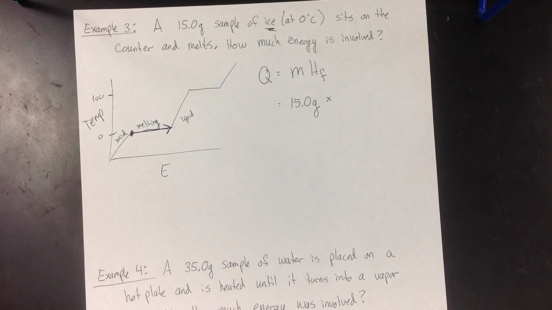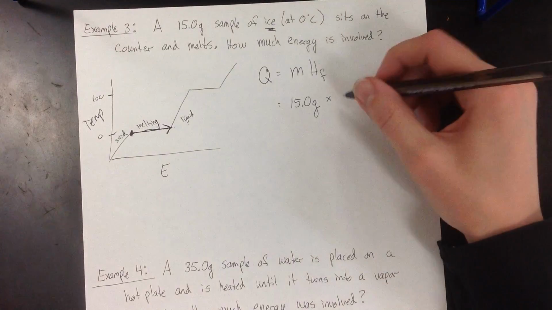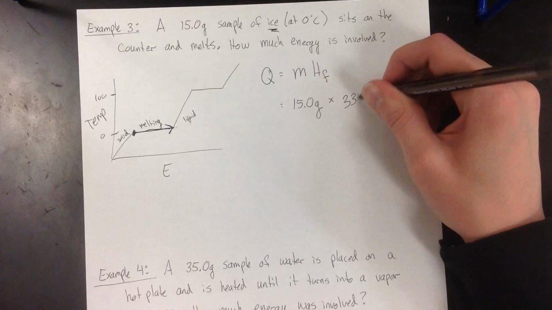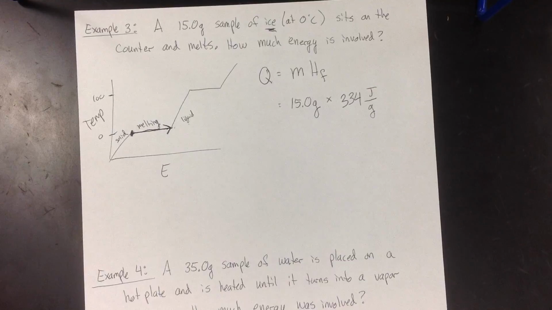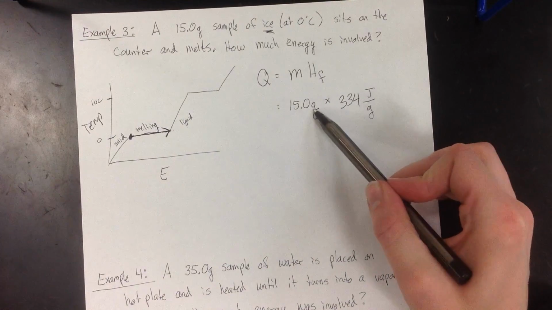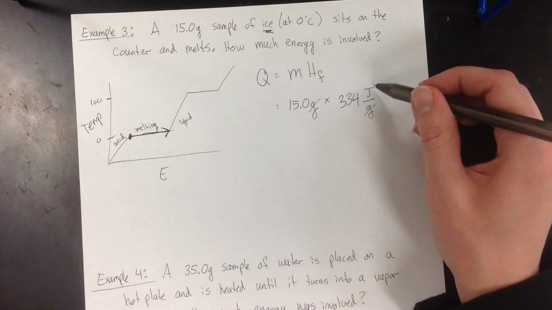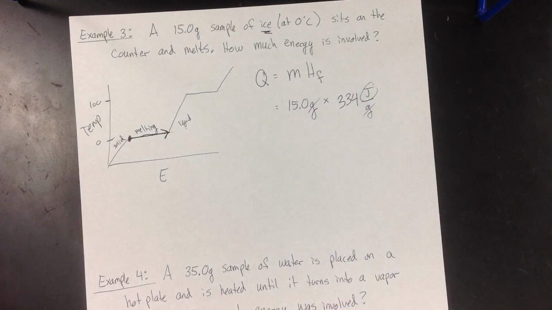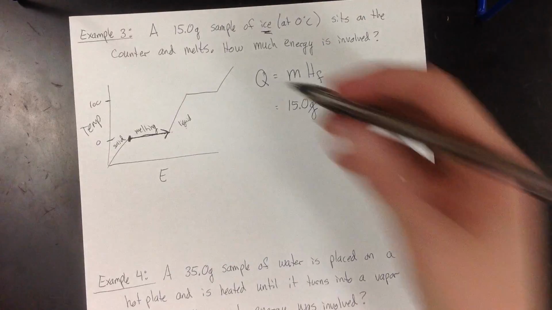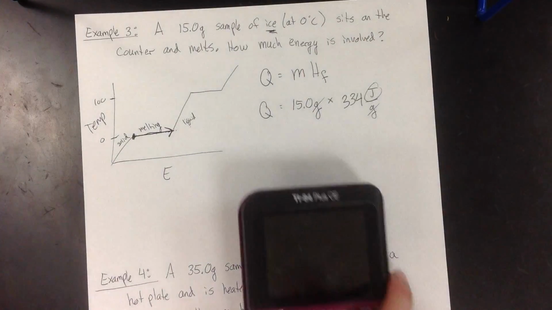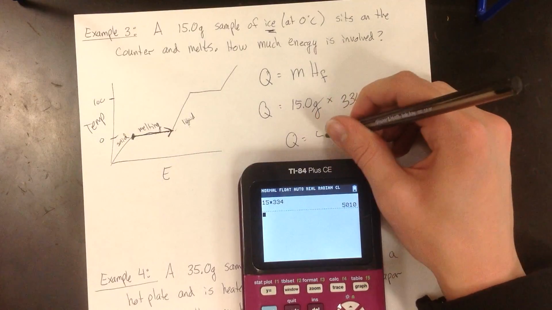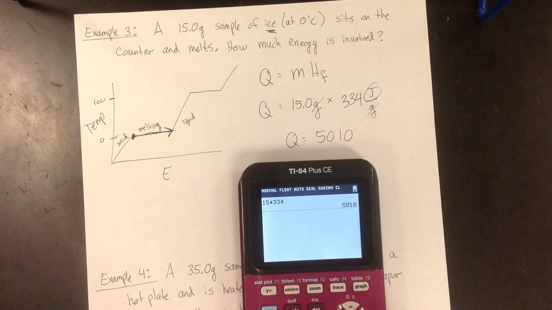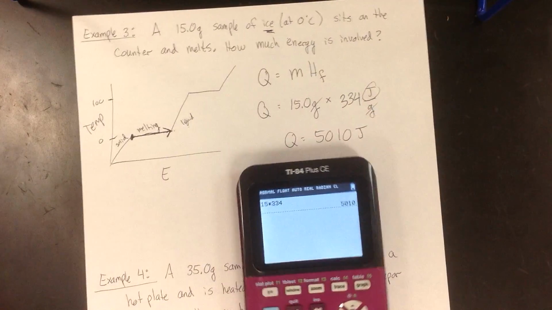My value for water, for Hf, if I look on my information sheet, is 334 joules per gram. Let's double check to make sure my units cancel. For example, here's grams on top, here's grams on the bottom. Those would cancel. I'm left with joules. Good, because I'm trying to find heat, and heat has a unit of joules. And then from there, I simply plug this into my calculator. So 15 times 334 equals, Q is 5010. Be sure to include your unit, which we said earlier was joules.